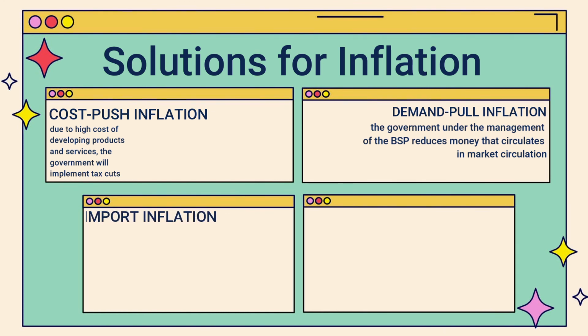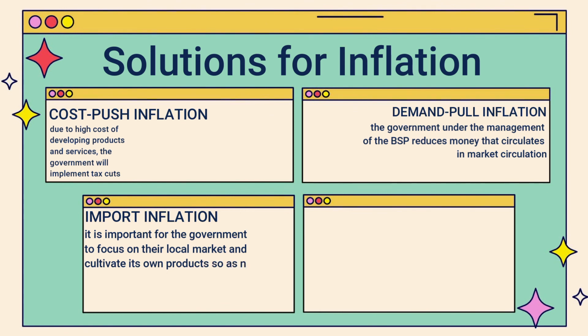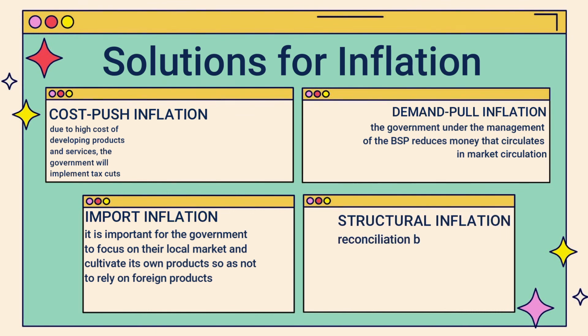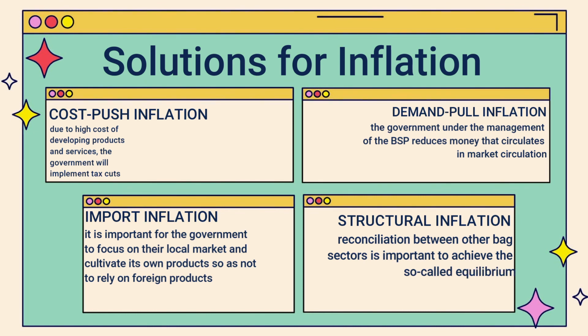In import inflation, it is important for the government to focus on the local market and cultivate its own products so as not to rely on foreign products. In structural inflation, reconciliation between other bank sectors is important to achieve the so-called equilibrium. When the above-mentioned solutions are implemented by the government, although inflation is inevitable, the serious effects of its aggravation can be remedied.